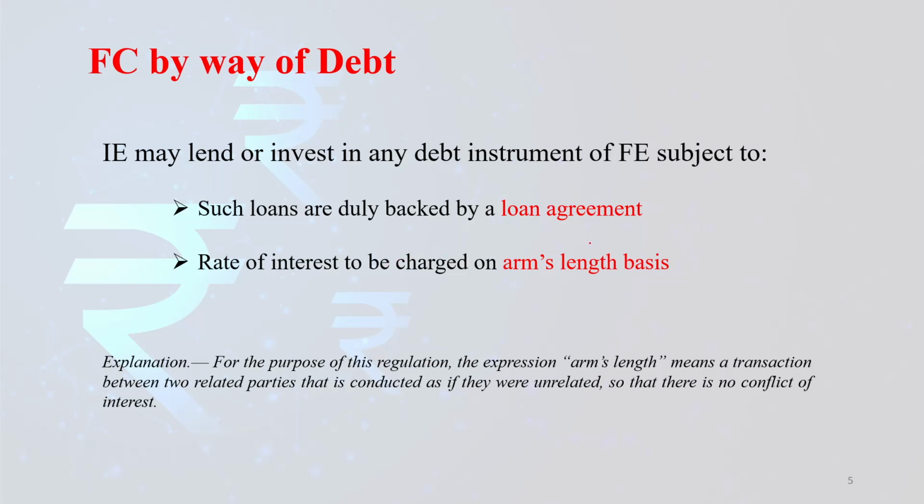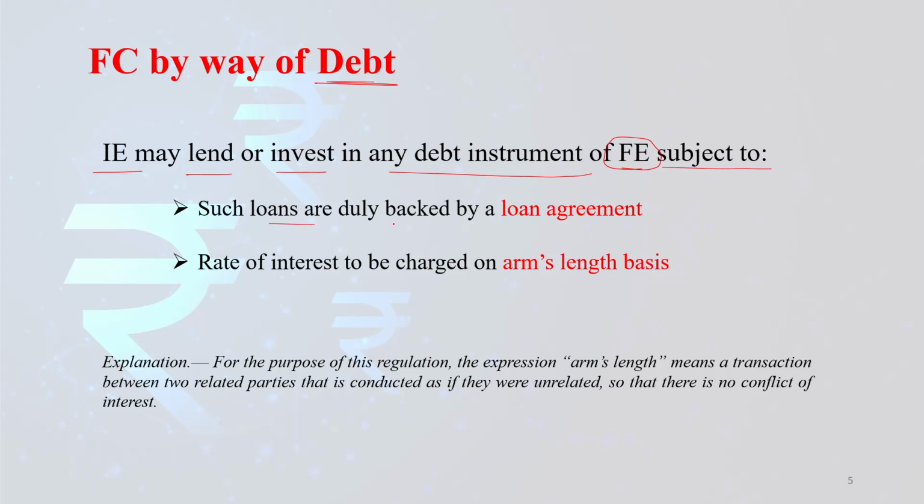Now, next is financial commitment by way of debt. So the Indian entity, it means we are talking about the investment other than the equity. Here what is written? Indian entity may lend or invest in any debt instrument of a foreign entity subject to. In the last slide we have already discussed those three conditions. Then if you are making the financial commitment by way of debt, these are the two conditions.